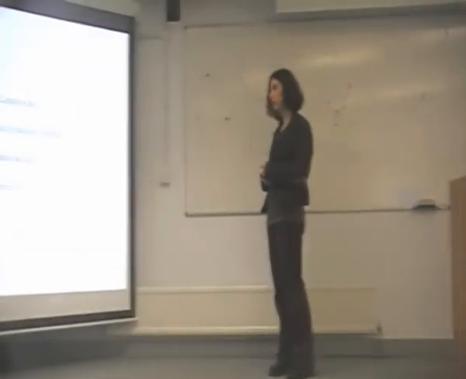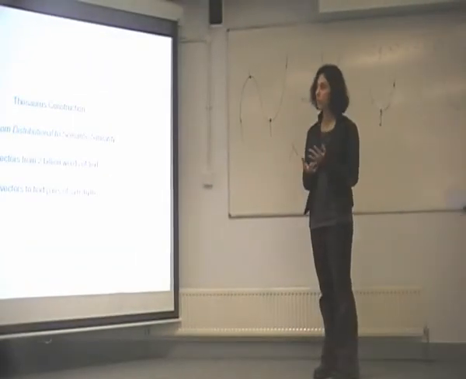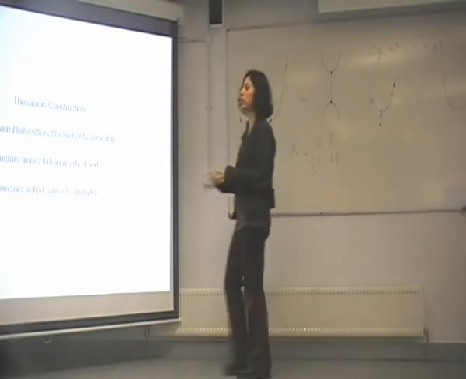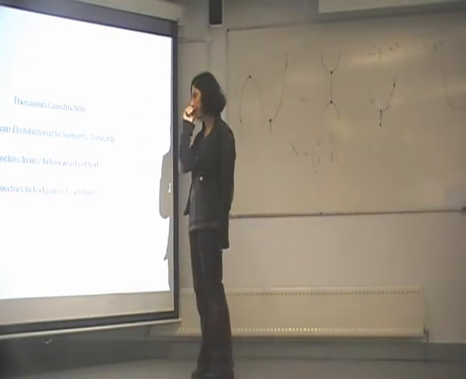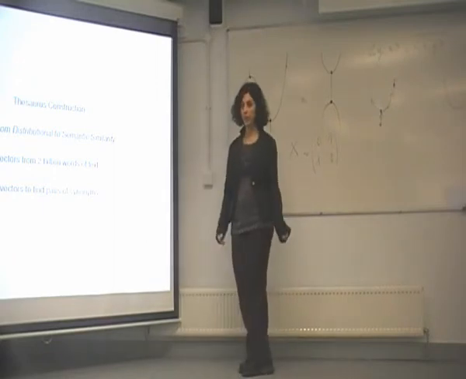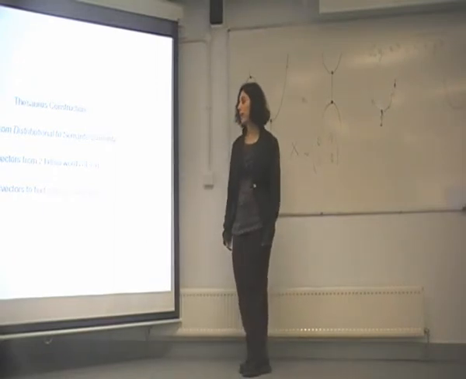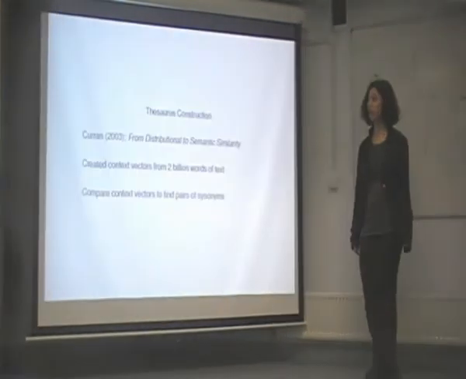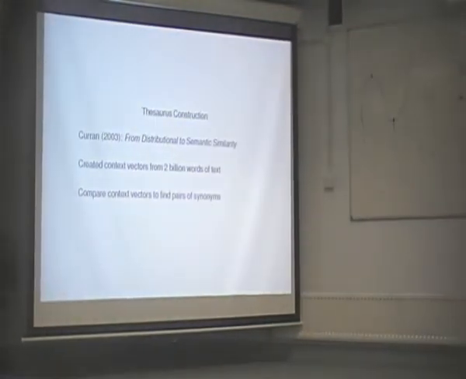So people ask, does it work? You need a high-dimensional vector space, but does it work? There have actually been a lot of implementations. Stephen Clark says that the best one is the work of Curran. They created context vectors from 2 billion words of text and then compared the context vectors to find synonym words automatically in a program.